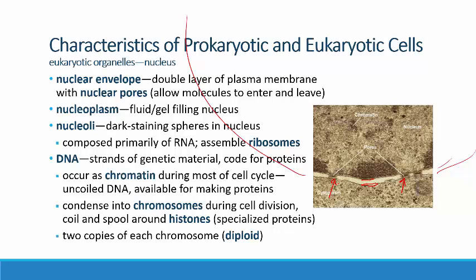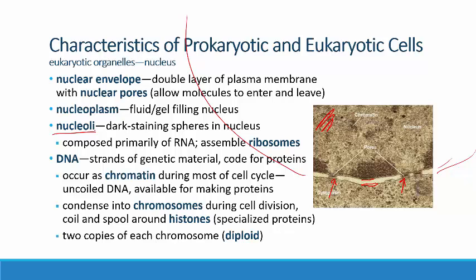The nucleoplasm is the gel-like material that fills the nucleus, and inside of the nucleus we see dark staining spheres that are called nucleoli. While nucleoli officially means little nucleus, that is not what it is. It's built primarily of RNA, one of the nucleic acids, and it's used for assembling ribosomes. So it builds the ribosomes, or at least builds parts of the subunits of ribosomes.